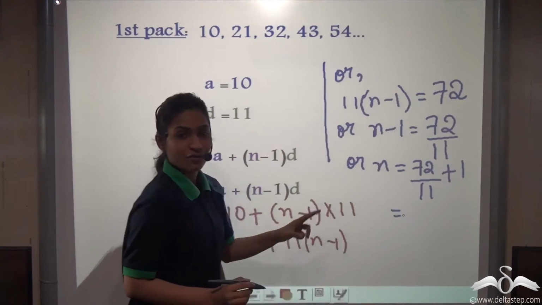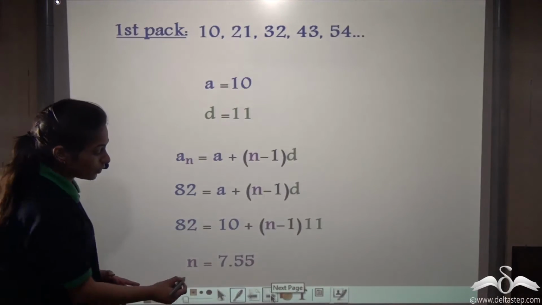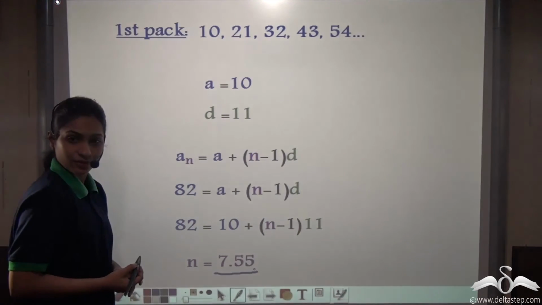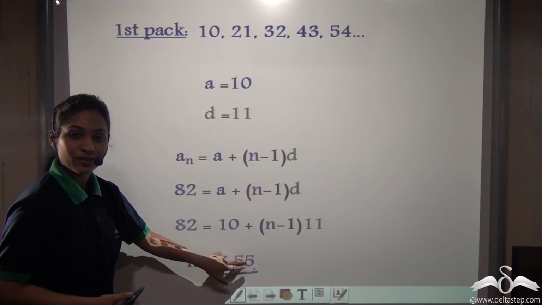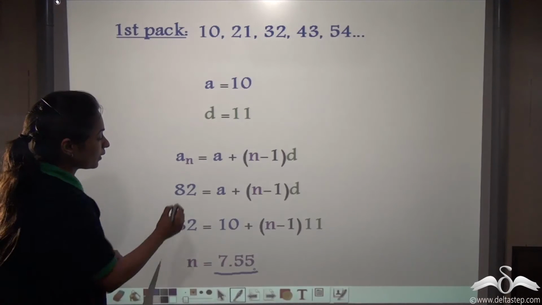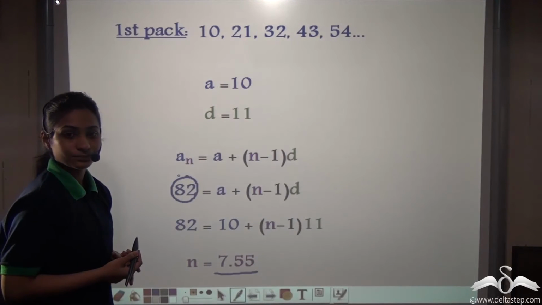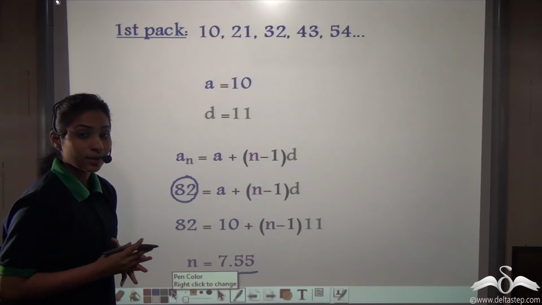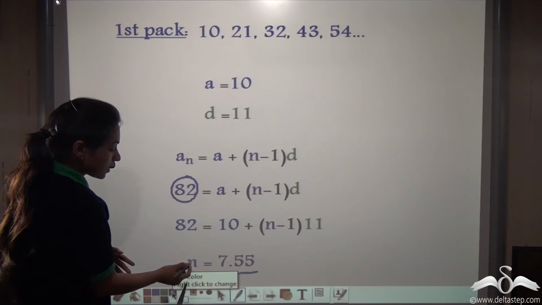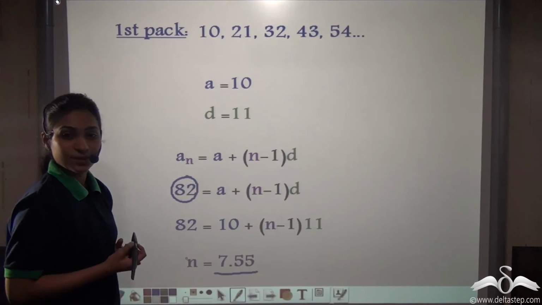This will give us a fraction or a decimal value. Well, this decimal value is 7.55. So when you solve this for n, you will get the value as 7.55. So can you tell me whether this 82 falls in this AP series or not? Well, it does not fall. Why? What can be the reason? Because the position of 82 cannot be 7.55 in this AP series.